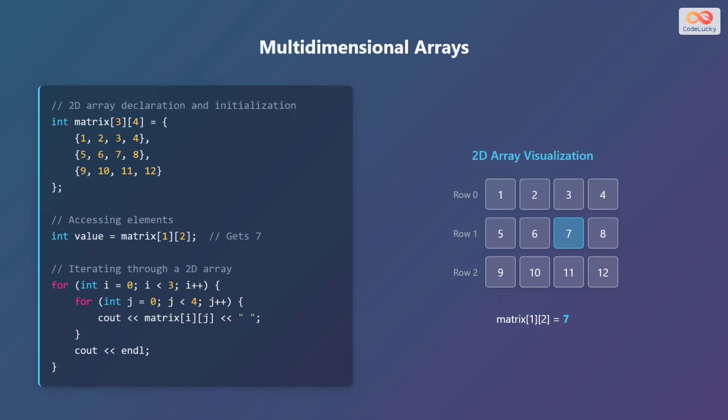In the code, a 2D array named matrix is initialized with values. To access the element in the second row and third column, which is the value 7, you use matrix[1][2]. Iterating through a 2D array involves nested loops. The outer loop iterates through the rows, and the inner loop iterates through the columns. The visualization shows a 2D array with 3 rows and 4 columns. The element at matrix[1][2] is highlighted, illustrating how to access a specific element in the array.